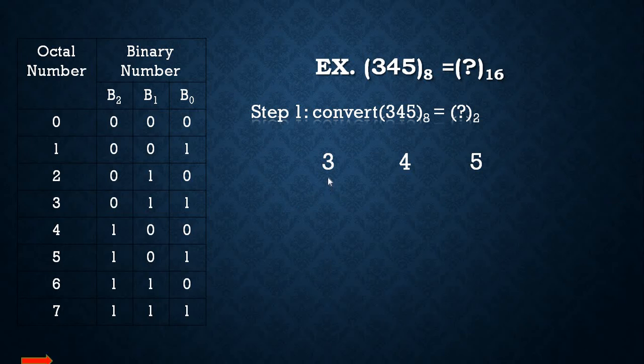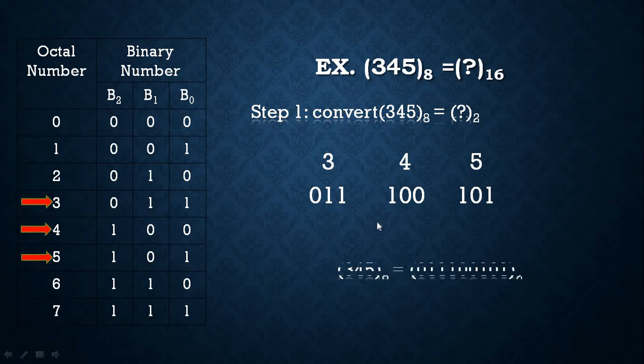We observe that for 3 we get the binary number 011, for 4 we get 100, and for 5 we get 101. So in this way we get the binary equivalents for octal digits 3, 4 and 5. Now we combine these to form a single binary number, and we write the result as 345 to the base 8 equal to 011100101 to the base 2.